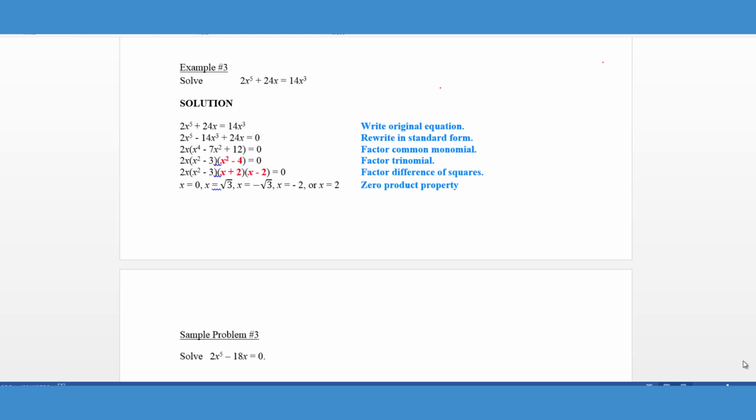Now, you can see in the first step that the very first thing you want to do is move the 14x to the 3rd over to the left side and write that in standard form. And then we would go about factoring in the new ways that we've learned how to factor. And then ultimately, we're going to use the zero product property in the final step to help solve for x from each factor. So a lot of that should look very familiar to you, and we're just applying some new factoring skills. So let's take a look at this next example.